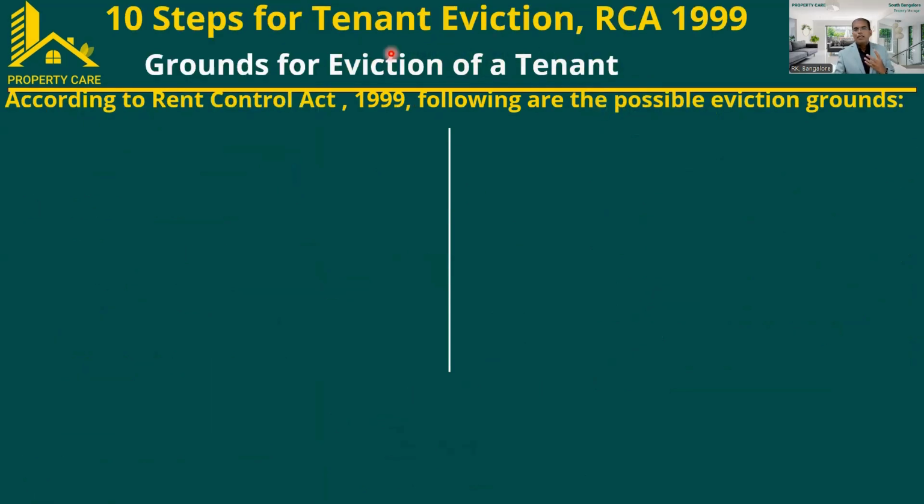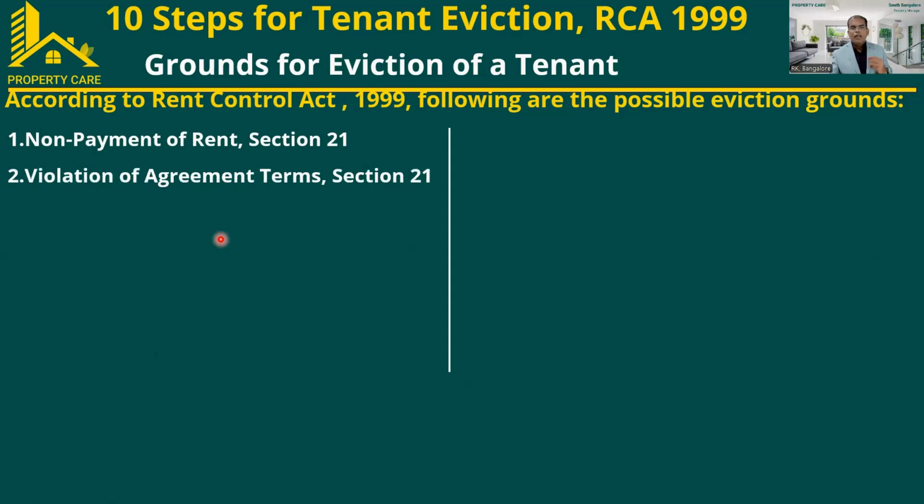According to the Rent Control Act 1999, what are all the grounds on which an owner can evict a tenant? The first one is non-payment of rent, according to Section 21. I'm capturing sections also for each of these grounds so that you can refer to them. Rent non-payment is one ground, and violation of agreement terms. Whatever is mutually agreed between owner and tenant, there should not be any clause violation. If any such clause is violated, an owner can evict a tenant.